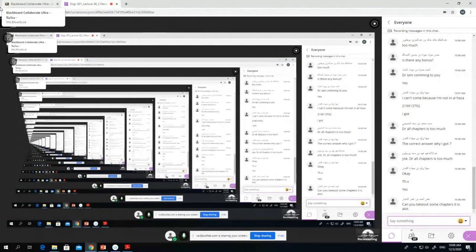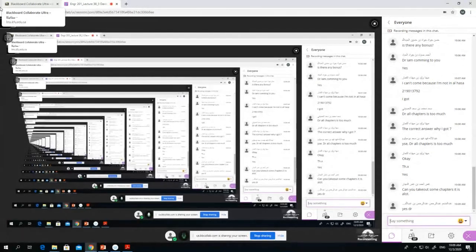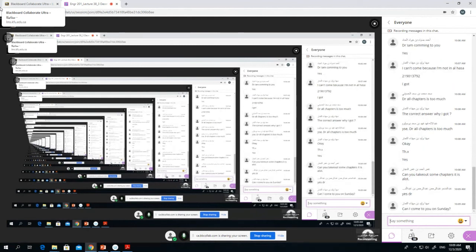Can you take out some chapters? It is a lot. Umar Ahmad. Well, maybe or not. I don't know. I have to check with others. We have two more sections. On those two sections we have to check, and then maybe if someone keeps contact with me, I will inform. But not right now. I cannot confirm. Okay.